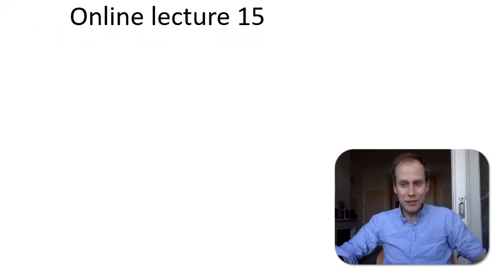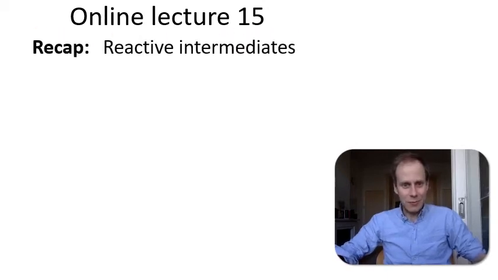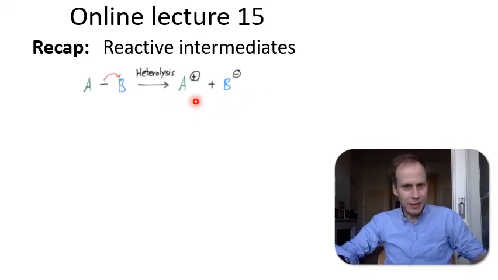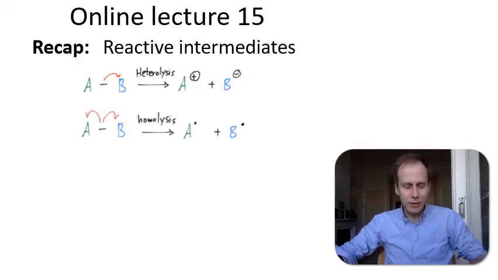Online lecture number 15. Last time we spoke about reactive intermediates. These reactive intermediates can be formed by heterolysis, where both electrons from a covalent bond jump to one of the two atoms of this molecule, and that results in the formation of an anion B and a cation A. But reactive intermediates can also be radicals that form by homolysis.